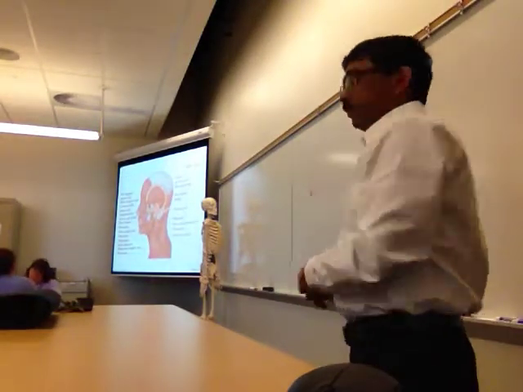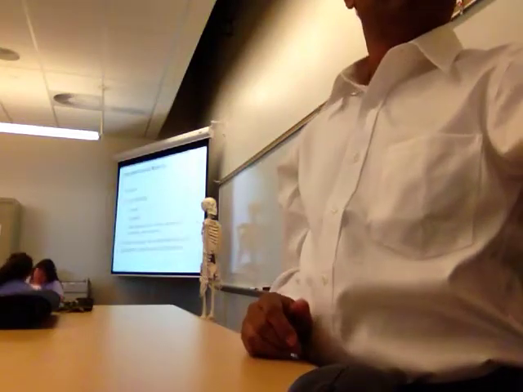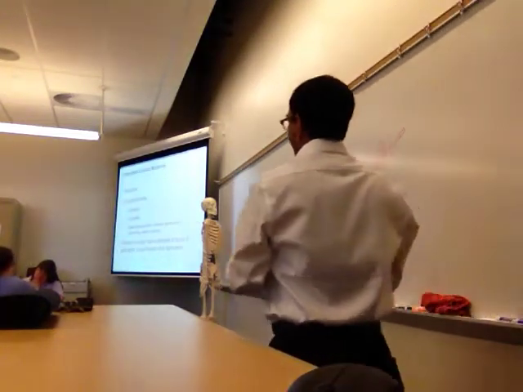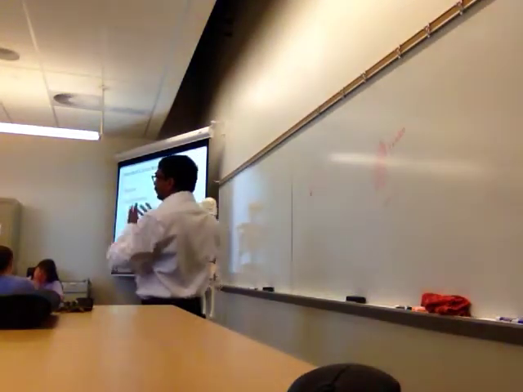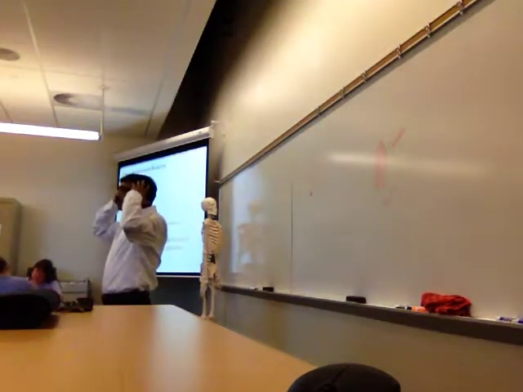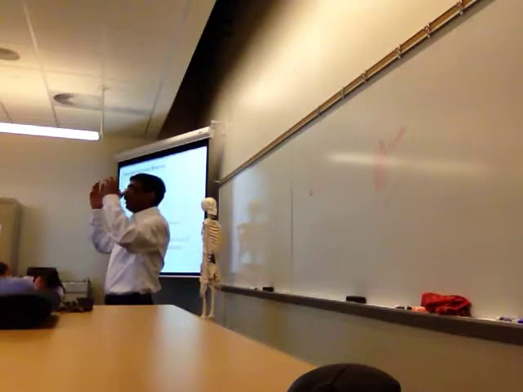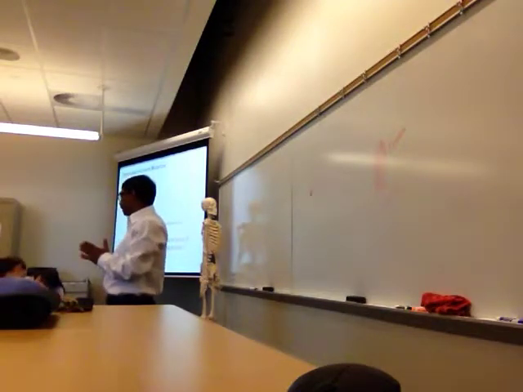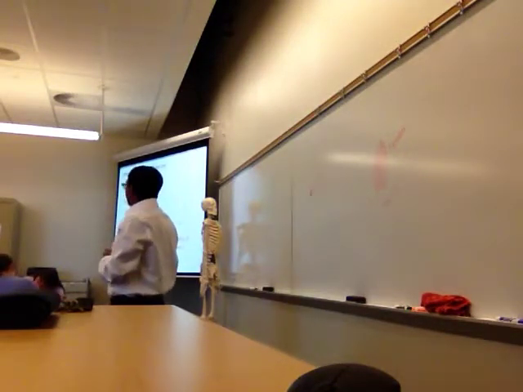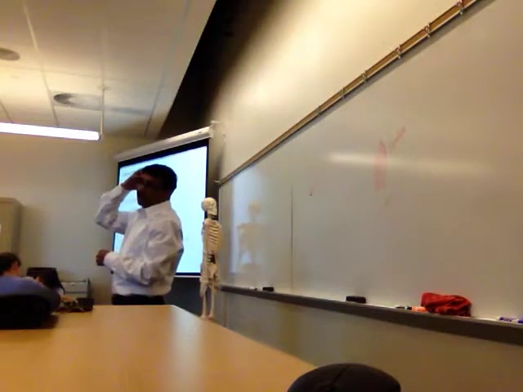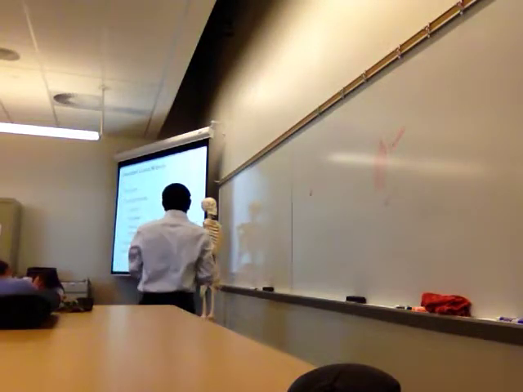So let's see the cranial muscles first. Temporalis are attached to the temporal bones. You have temporal bones on both sides, and temporalis muscles are attached to the temporal bone. And then we have occipitofrontalis.